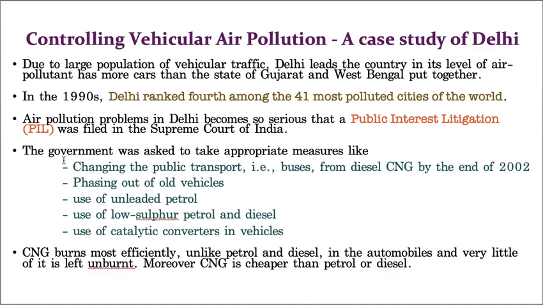So the Supreme Court immediately ordered the government to take the necessary measures. What are those measures? Changing the public transport vehicles like buses from diesel to CNG by the end of 2002. That means they gave a strict order: by the end of 2002, every public transport vehicle should be converted from diesel to CNG engines, and phasing out the old vehicles.